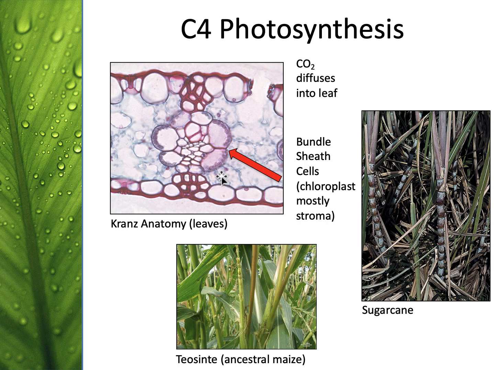These bundle sheath cells have chloroplasts that are very large and are mostly composed of stroma. And these bundle sheaths, as I mentioned, are just found around the vascular tissues, usually found in the center of the leaf mesophyll. So what types of plants have this type of anatomy? Well, we see things like tropical grasses, such as sugarcane and ancestral corn, exhibiting this anatomy. And because of it, they don't do photorespiration, even at high temperatures.